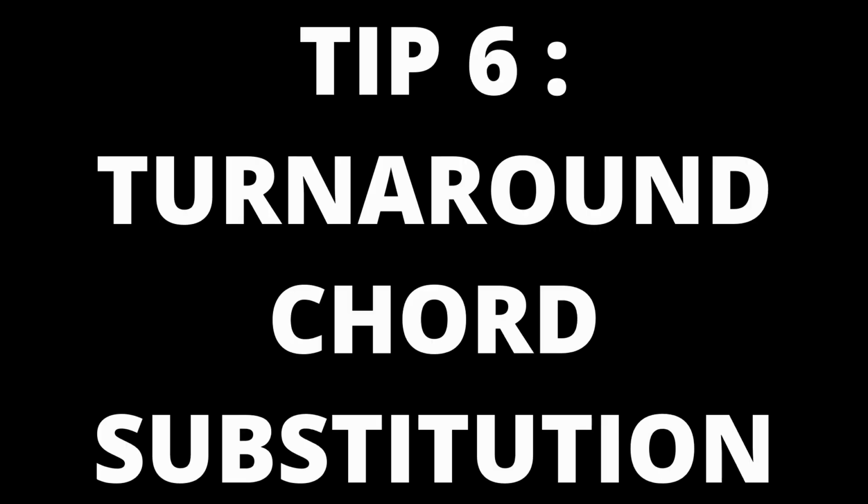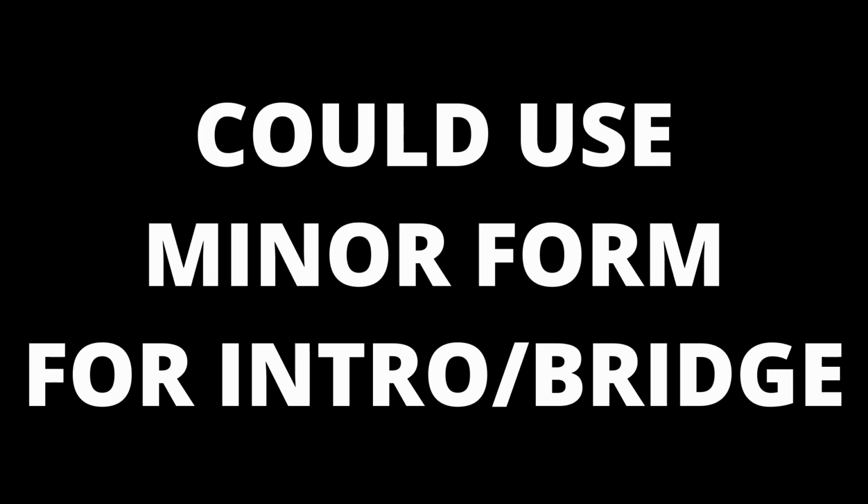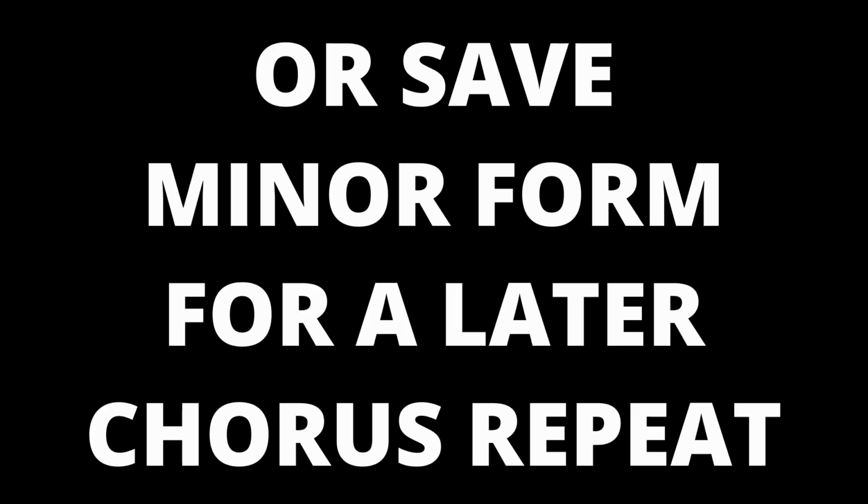Tip number 6, chord substitution in a turnaround. Every turnaround can be transformed by using the relative minor chords. This can be useful. For example, a minor form could be used for the intro or the bridge, and a major form could be used for a chorus. You could also use the minor form for the second of 3 choruses to add interest. Minor forms can also be used for instrumental breaks and solos.